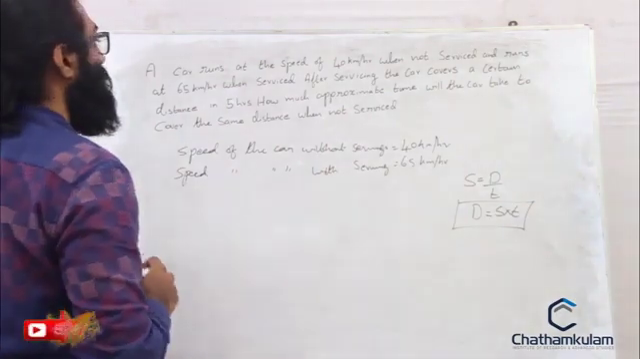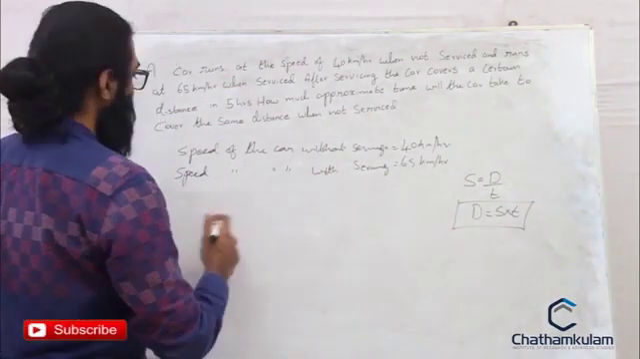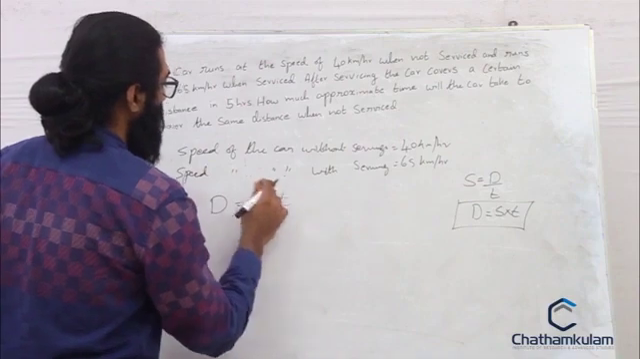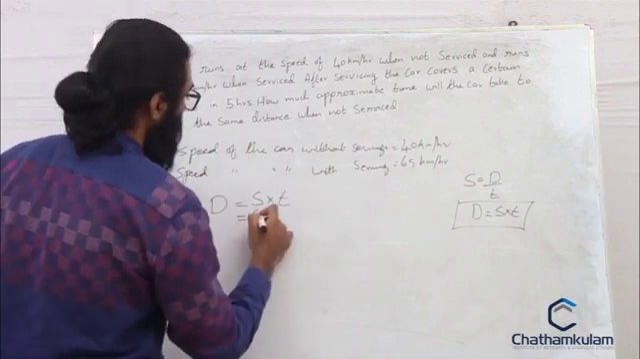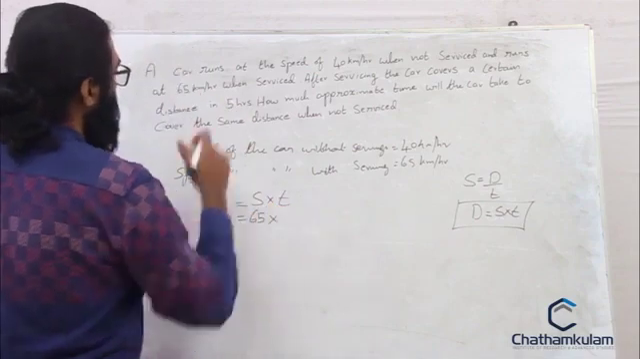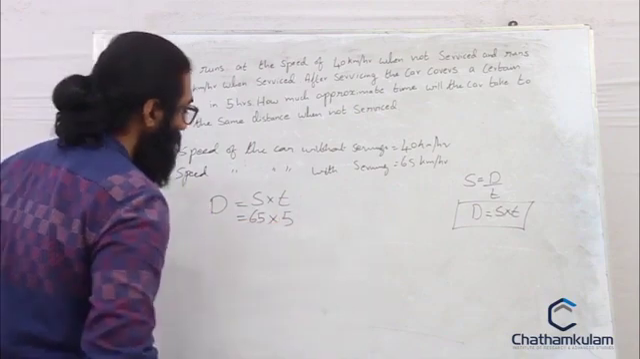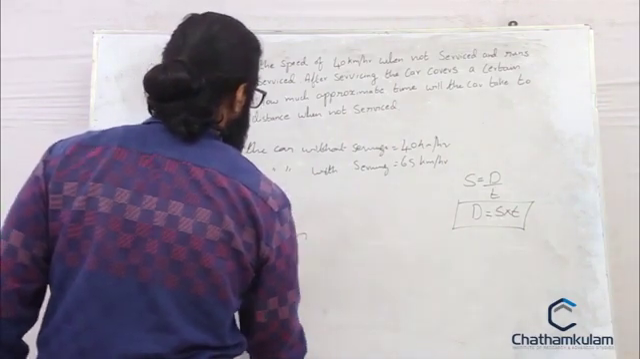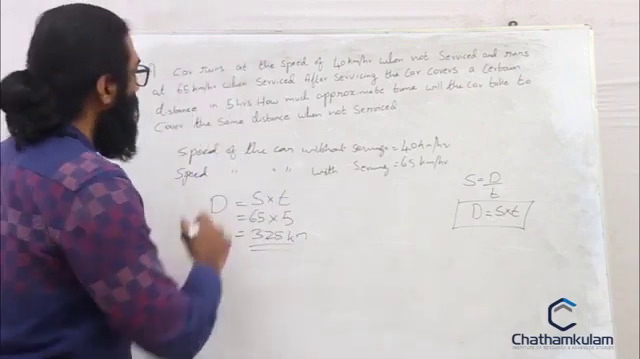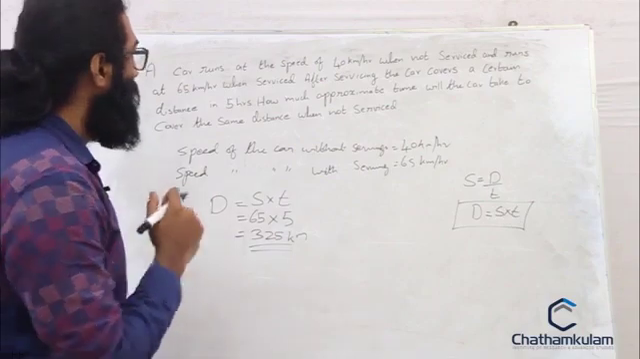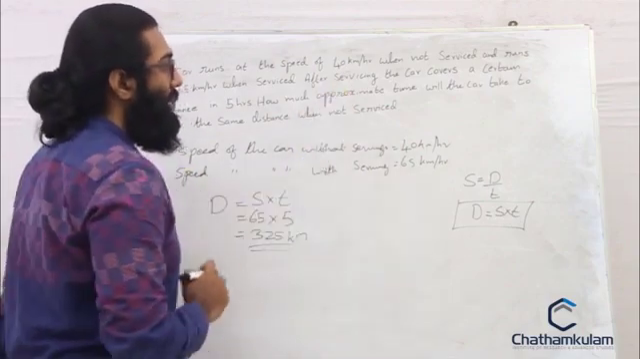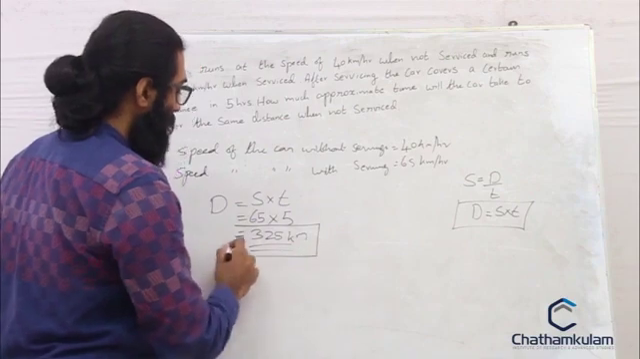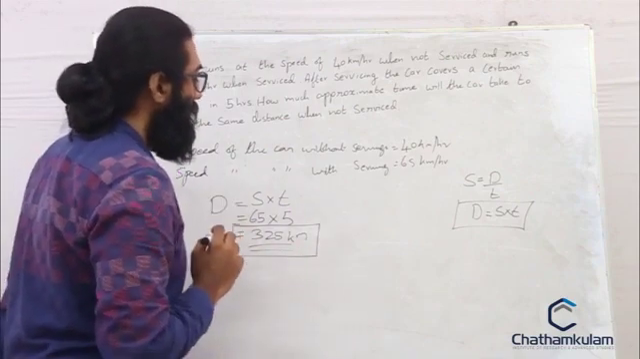So we can calculate the distance traveled by the car after servicing, that is D is equal to speed into time. What is speed of the car after servicing? It is 65 km per hour into what is the time taken? It is given as 5. So if we multiply 65 into 5, we get 325 km. So this is the distance traveled in 5 hours after servicing is done, right? So the question is, how much approximate time will the car take to cover the same distance when not serviced? So to cover 325 km without servicing, what would be the time taken?